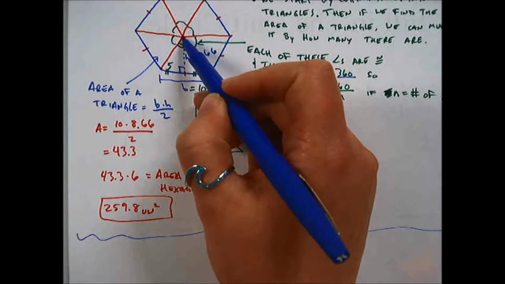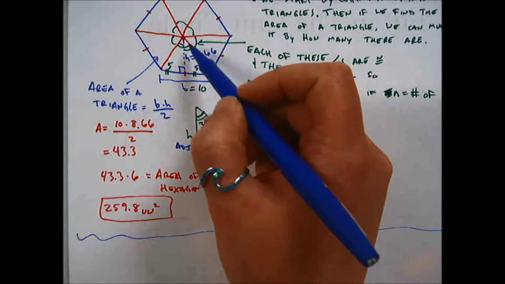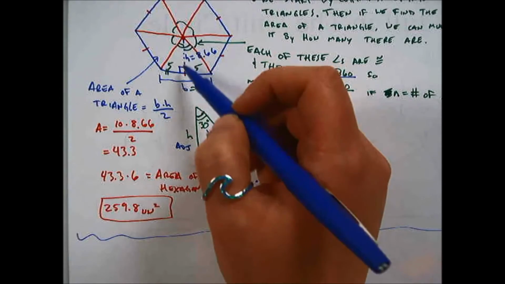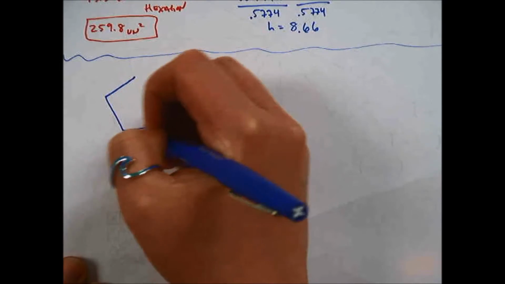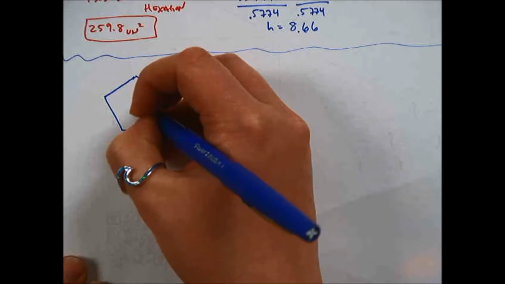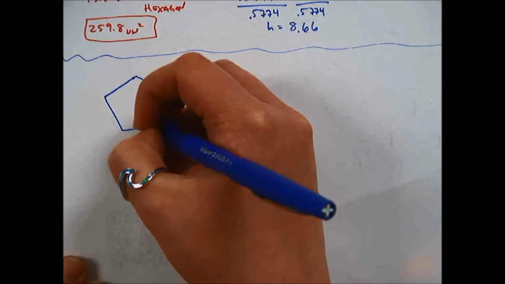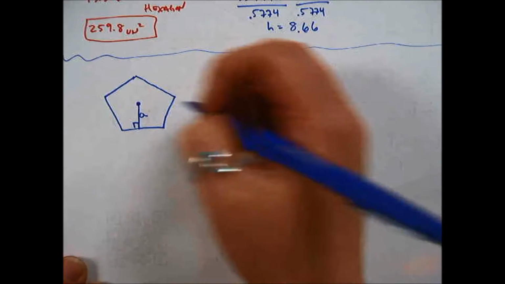So this distance from the center to the side of the hexagon is really the apothem. So let's show this on a different shape. If we had a pentagon instead, and this will work with any polygon, the apothem is just that distance right there.